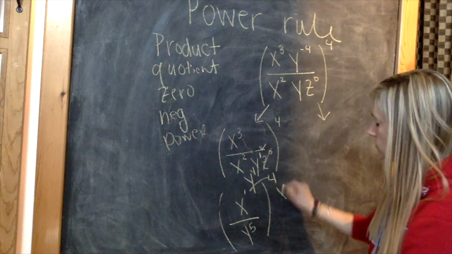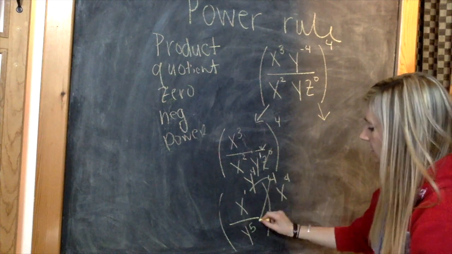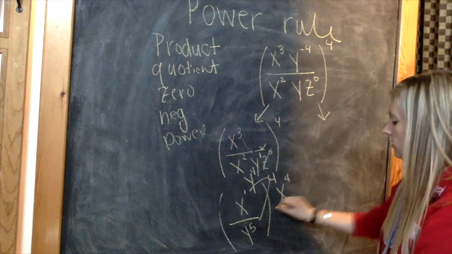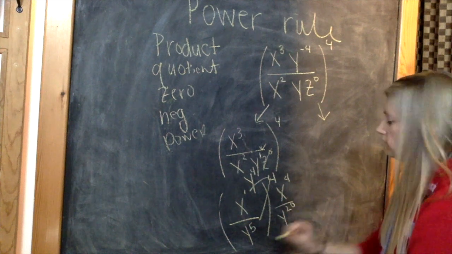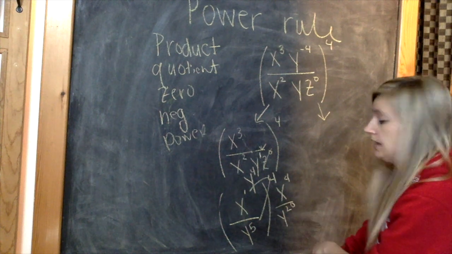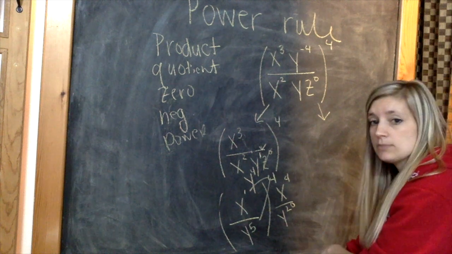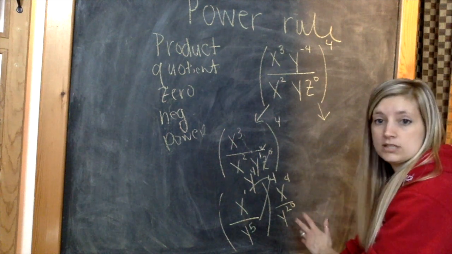So this is x to the 4th. And then I take it to the bottom as well. 5 times 4 over y to the 20th. Okay, so this would be my final answer. All x's are on the top one spot. All y's are in the bottom one spot.